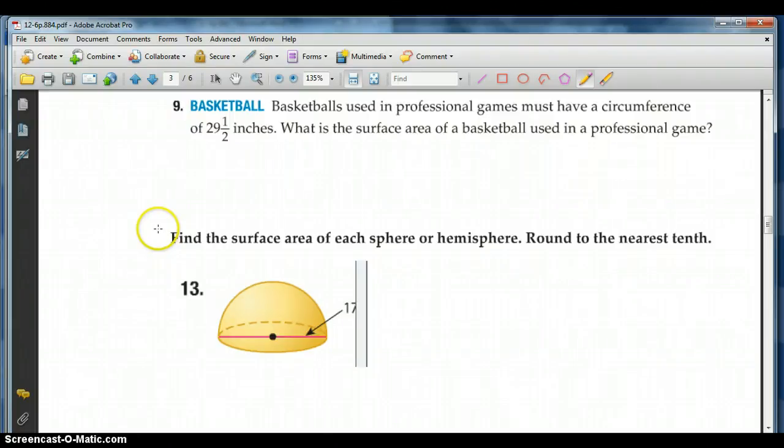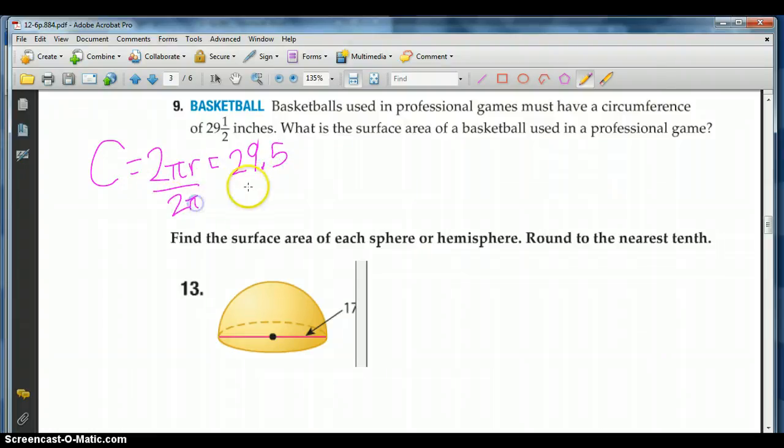Number 9, basketballs used in professional games must have a circumference of 29.5 inches. What is the surface area of a basketball used in a professional game? So our circumference, which is 2 pi r, in this case is 29.5. So we need to solve for our radius by dividing by 2 pi. So our circumference is 29.5, which makes our radius 29.5 divided by 2 pi.